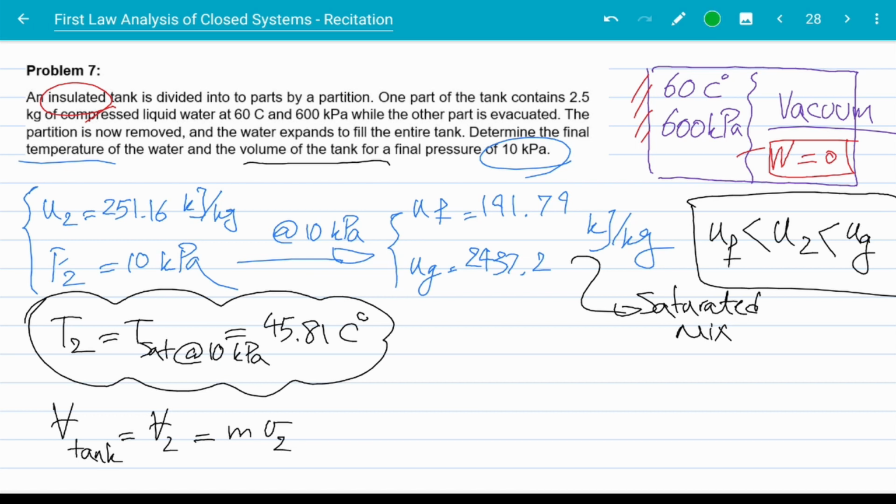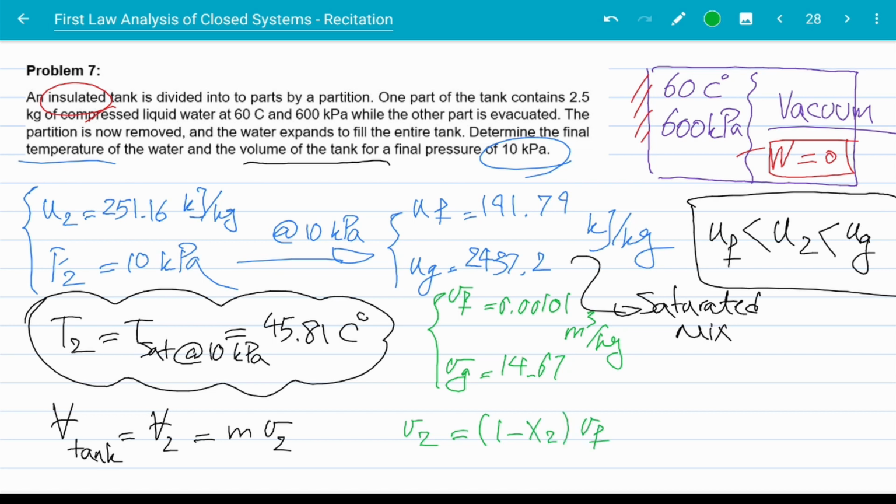So let's get to it. I need to go check the tables again at 10 kilopascals and read the specific volume for saturated liquid and saturated vapor. So for saturated liquid, I'm looking at 0.00101, and for saturated vapor, I'm looking at 14.67, both in meters cubed per kilogram. And then I can say specific volume 2 is (1 minus x2) times v_f plus x2 times v_g, because I'm in the saturated mixture.